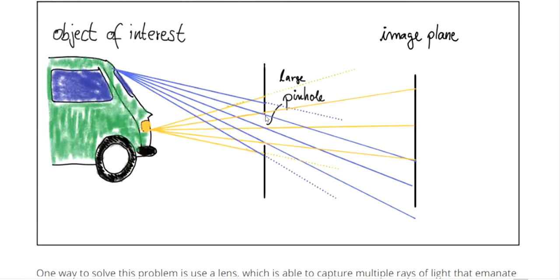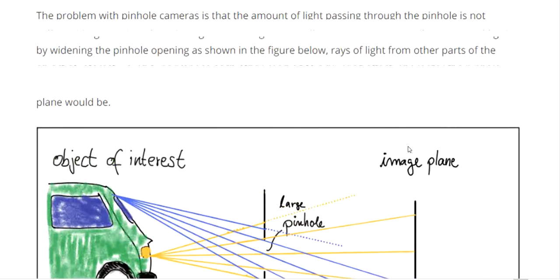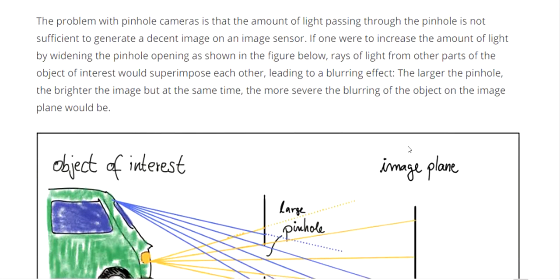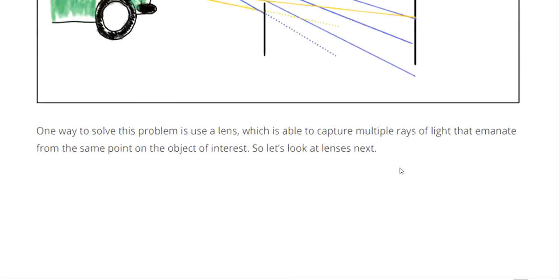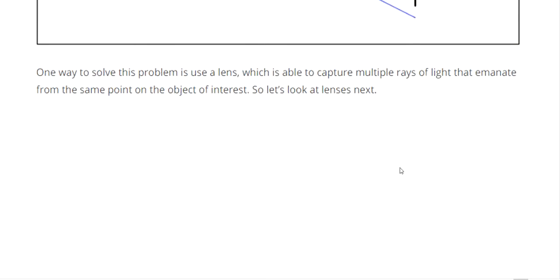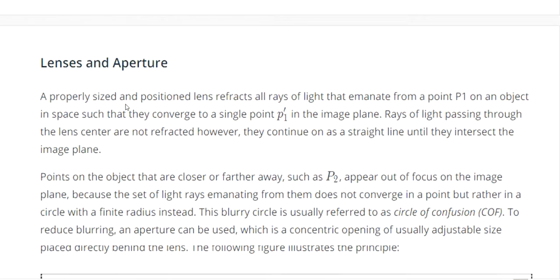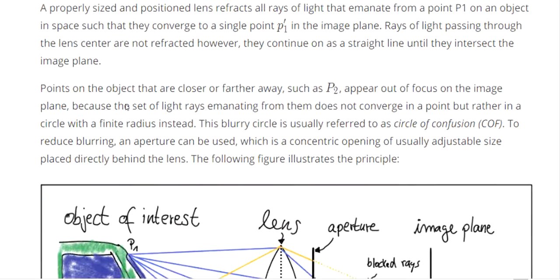Okay, right here you can see the larger the pinhole, the more light will go through, and they create a brighter image, but at the same time more blurring on the image. To solve this problem, so we're able to capture multiple rays of light that emanate from the same points of the object of interest, we use the aperture, right?